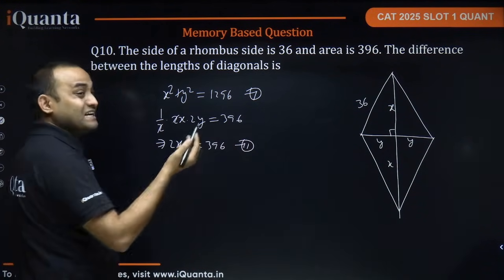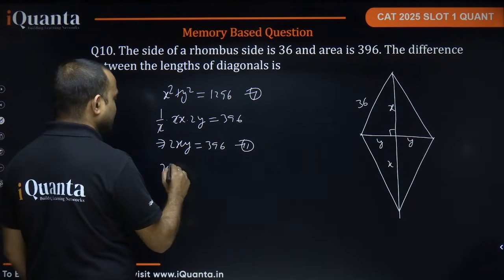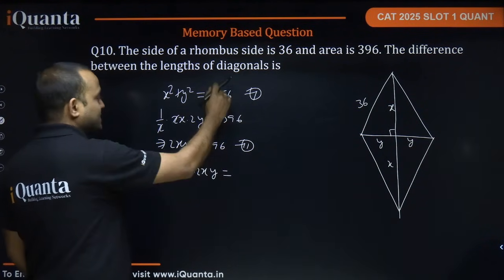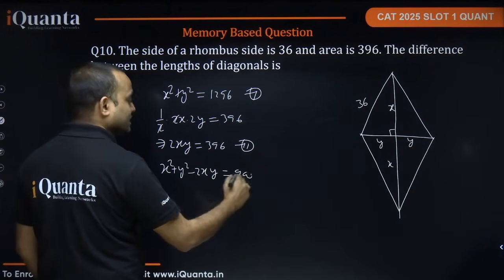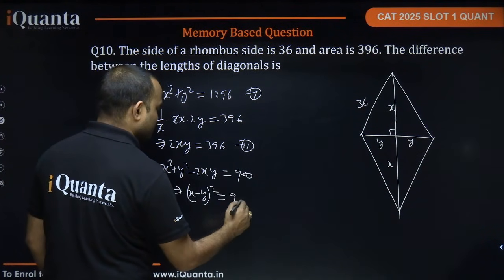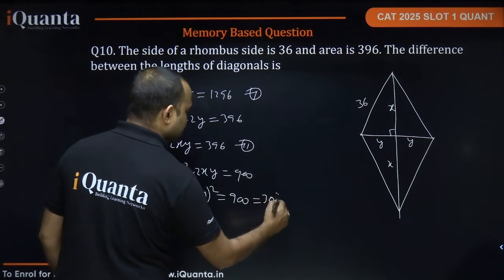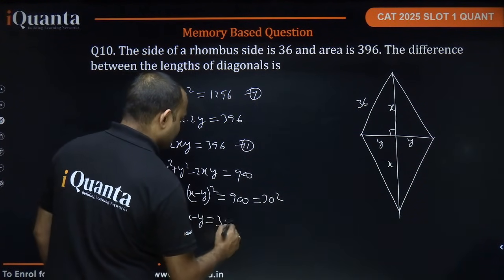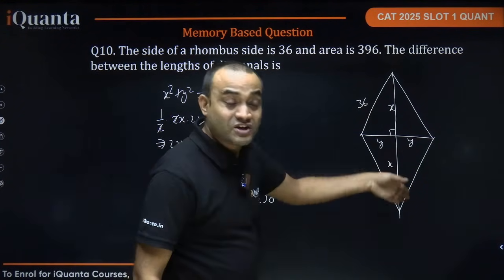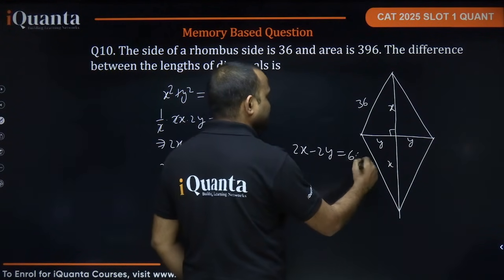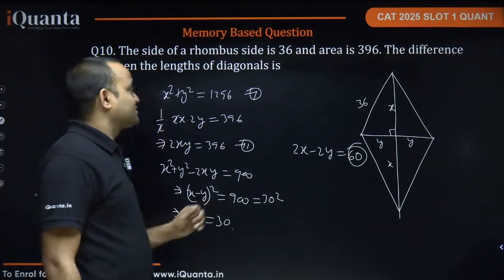We need to find the difference, meaning x minus y. Can I say x square plus y square minus 2xy? So this minus this will be equal to 900, or x minus y whole square is equal to 900, which is nothing but 30 square. So x minus y will be equal to 30. If x minus y is 30, what is the difference in diagonals? 2x minus 2y, that will be equal to 60. And that's your answer for this question.